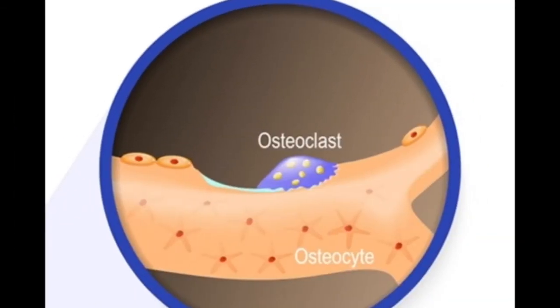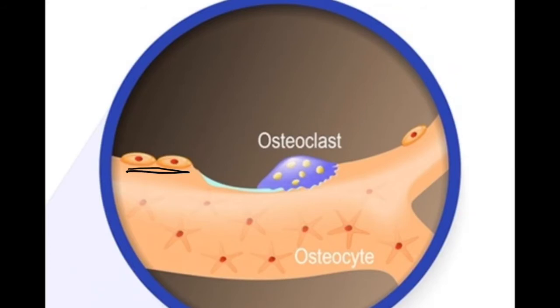You can see the osteoclast, which again is assigned to absorption of old or damaged bone tissue. And following close behind it are osteoblasts. The osteoblasts are laying down new bone tissue through osteoid. They secrete osteoid, which ultimately forms into bone tissue.